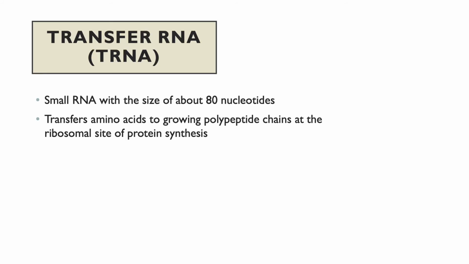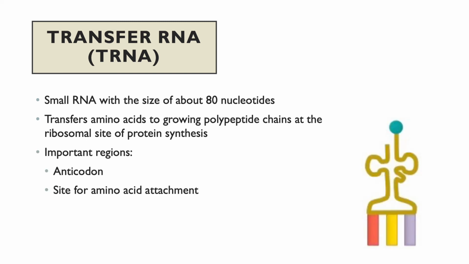Next is the transfer RNA, or tRNA. tRNAs are small RNAs with a size of about 80 nucleotides. Its main function is to transfer amino acids to growing polypeptide chains at the ribosomal site of protein synthesis. Each tRNA molecule has two important areas: a trinucleotide region called the anticodon and a region for attaching a specific amino acid.